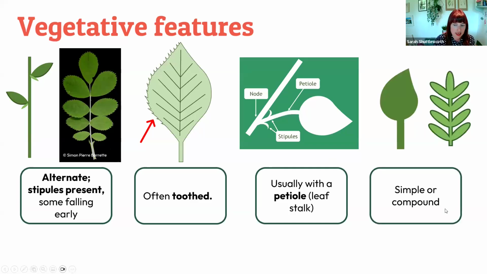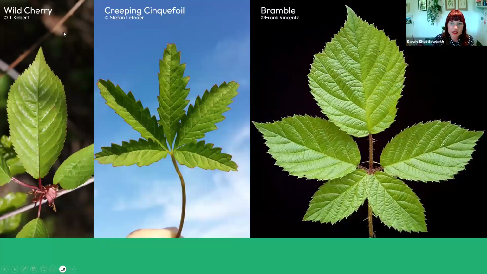The leaves are generally simple or compound, so either the classic leaf shape, or maybe like this one, formed of individual leaflets, either in that sort of pinnate arrangement, or in a different arrangement, palmate or something. So here we can see some real examples. We've got wild cherry here, with lovely toothed edges, a simple leaf. We've got a petiole, we've probably got some stipules under there. So that's a nice obvious one.